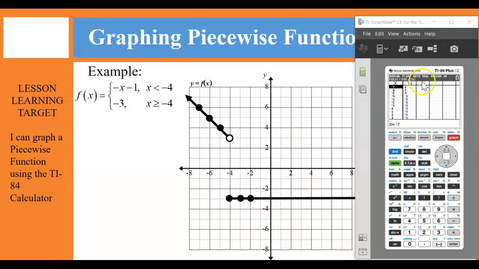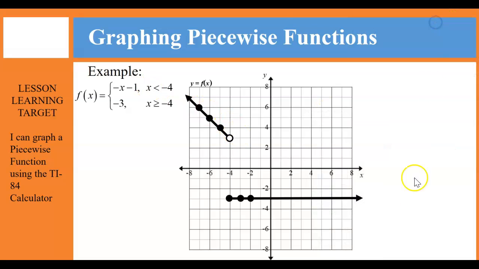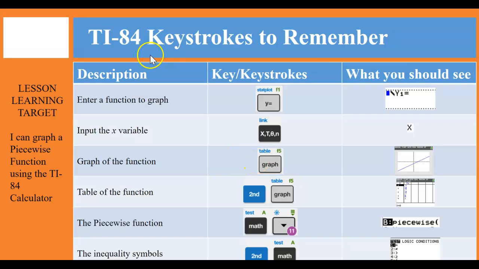So that's how I kind of use the table to help me, but I still need to use my brain to figure out what's actually happening with my graph. So there we go. Okay, so these were just some of the keystrokes that I used.